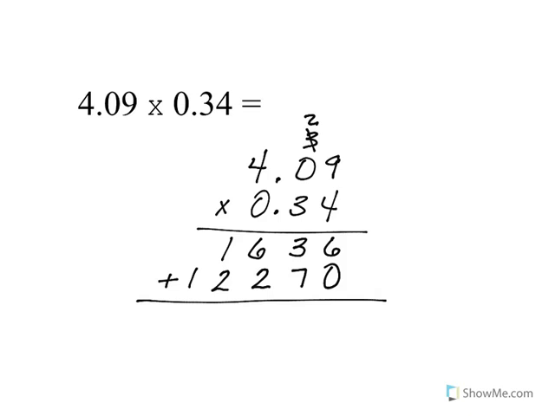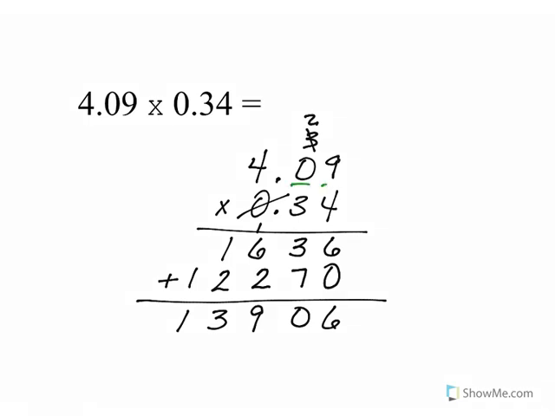Now I want to add. Remember, I could just not even think about that 0. 6 plus 0 is 6. 7 plus 3 is 10. 0, carry the 1. 6 plus 2 plus 1 is 9. 1 plus 2 is 3. And nothing plus 1 is 1.